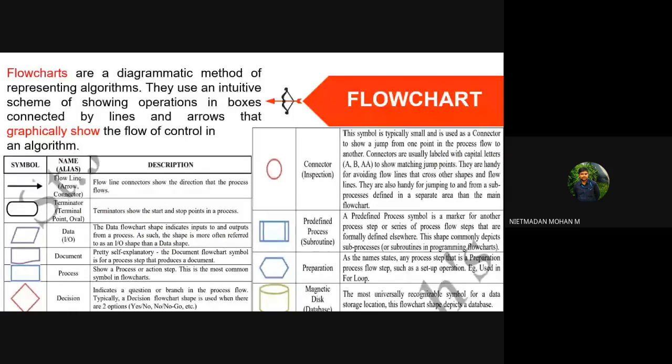So yes, now coming to the flowchart. Flowcharts are a diagrammatic method of representing an algorithm. Whatever the algorithm is, we represent it using methods that can be easily identified by the developer who is sitting in the programming language part. So that is the concept. This scheme shows operations in boxes connected by lines and arrows that graphically show the flow of control in an algorithm. So it is a graphical representation that can be easily identified by you.